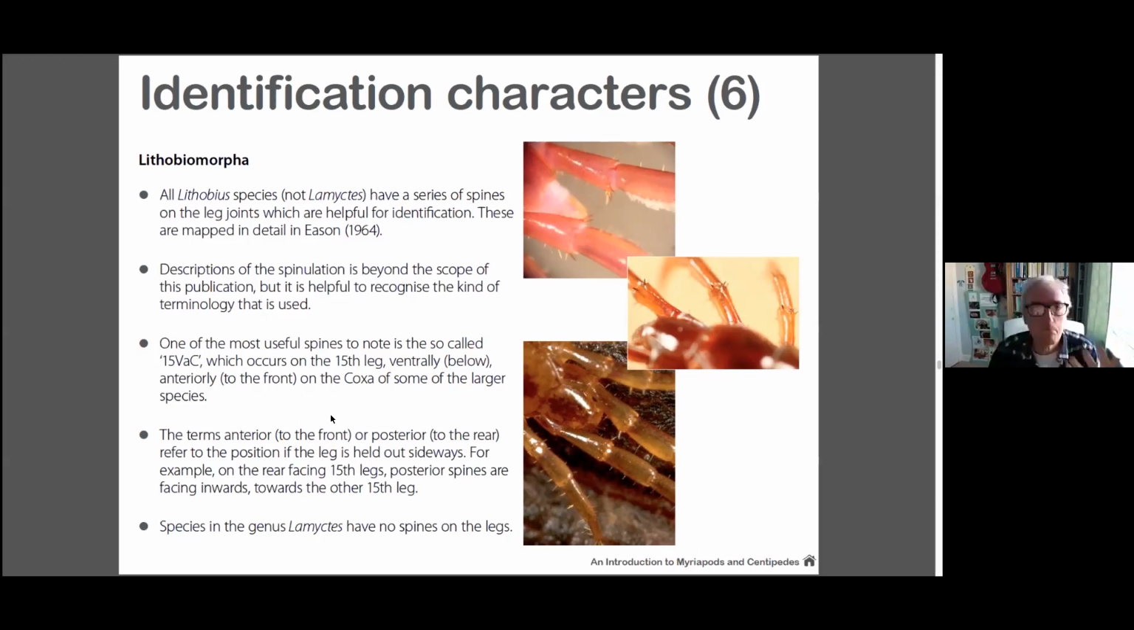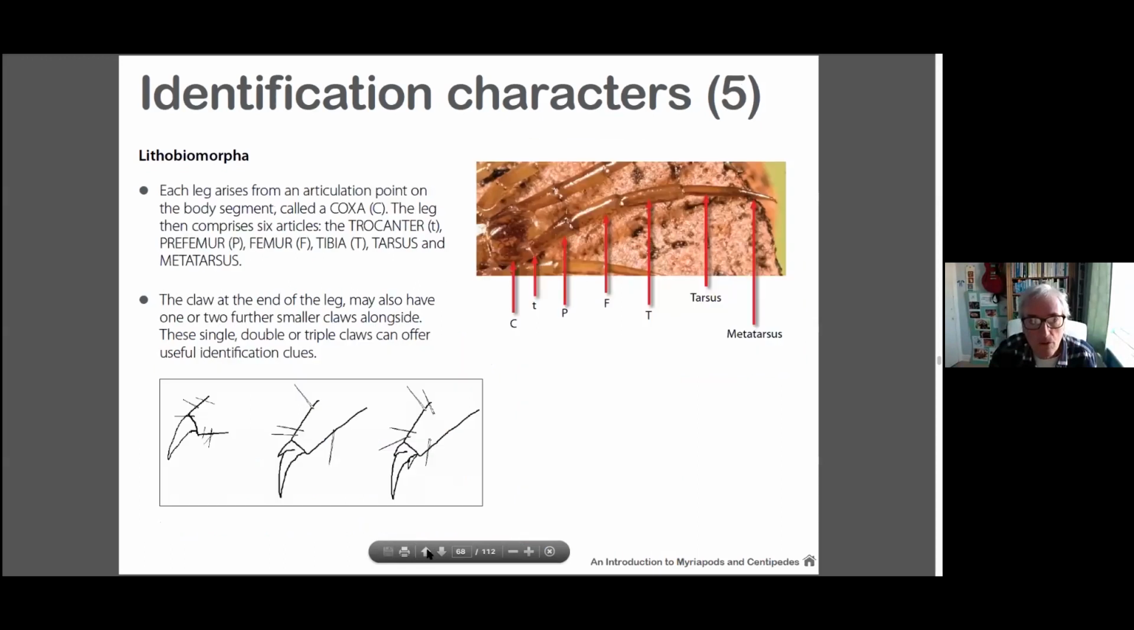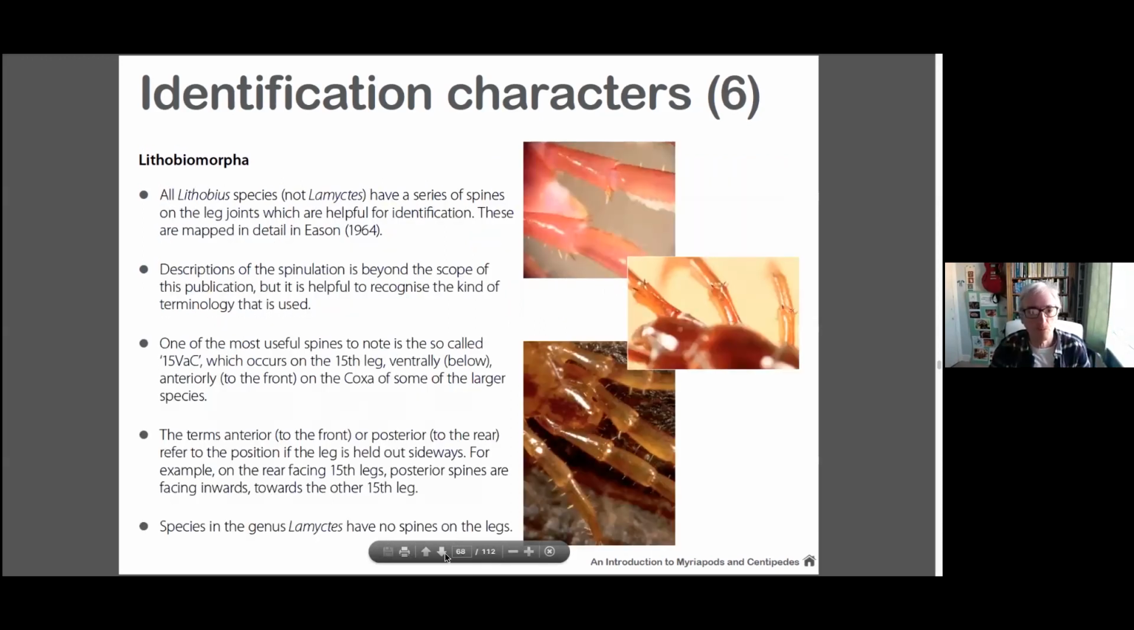But I'll explain what that means in case it's ever confused you, and then you can work out what any of these characters mean. If I just go back one to where we were, you've got the coxa, the trochanter, the pre-femur, the femur, the tarsus. Those are the key articulation points that you need to be looking at.